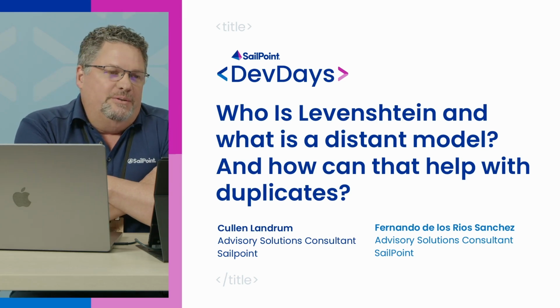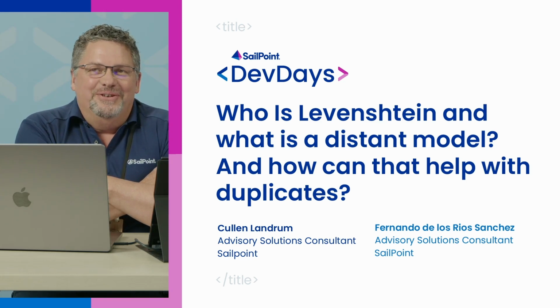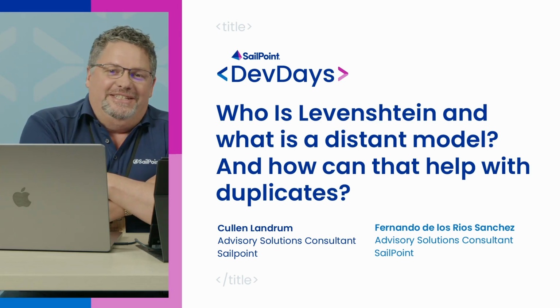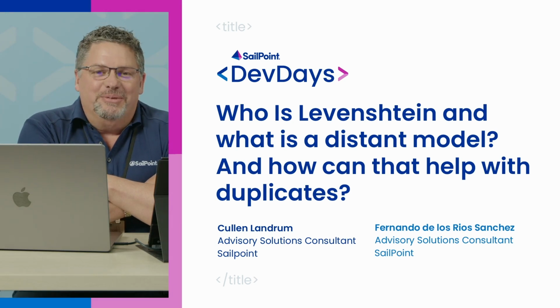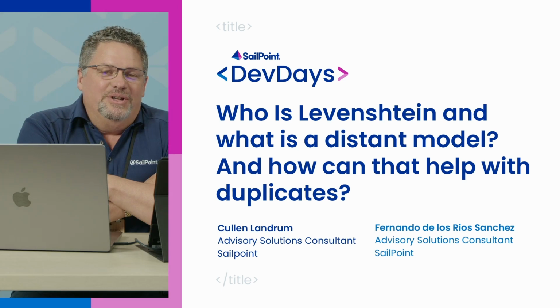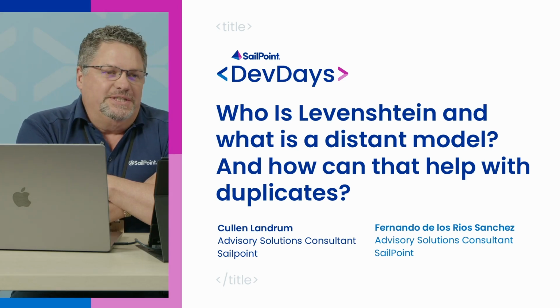A discussion about Levenshtein, and I make fun of the name if you're a Mel Brooks fan and you remember Young Frankenstein. So Levenshtein is actually how you pronounce it, but I say Levenshtein just to make it funny. But really talking about how we can help with duplicates, right? Finding duplicate matches in Identity Security Cloud, how we can handle those.